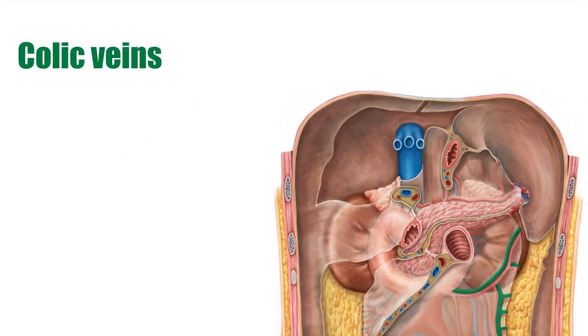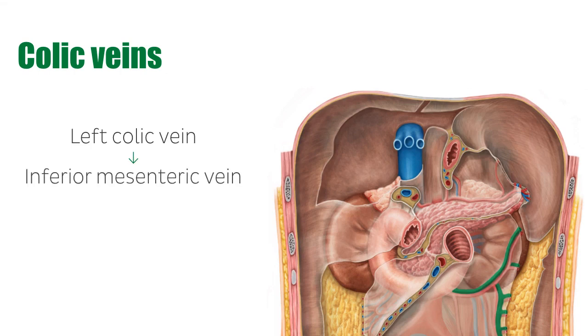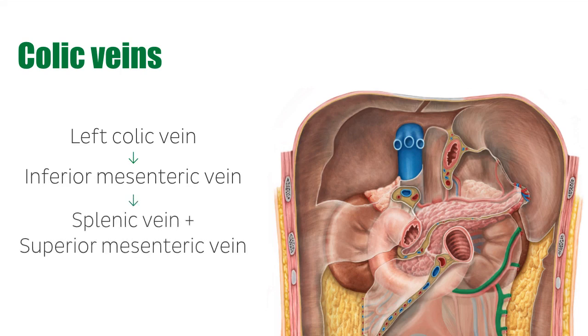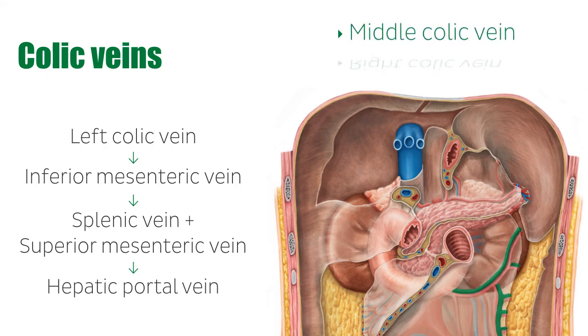The next veins we will look at are the colic veins. The left colic vein follows the path of the left colic artery. It drains the descending colon and it drains into the inferior mesenteric vein. The inferior mesenteric vein then drains into the splenic vein. The splenic vein joins with the superior mesenteric vein to form the hepatic portal vein, which is part of the portal triad we talked about earlier. There is also a middle colic vein and a right colic vein, but they aren't shown in this image. They drain the transverse colon and the ascending colon respectively, and drain into the superior mesenteric vein.